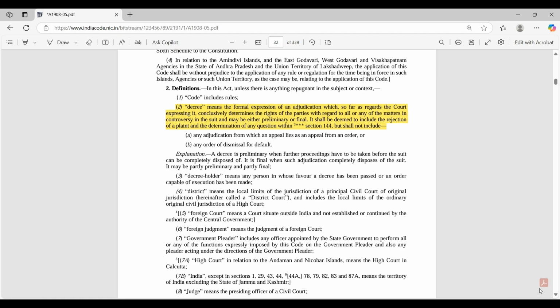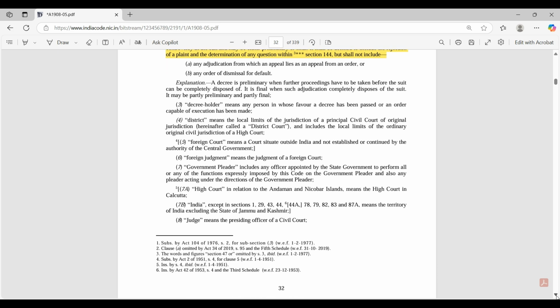Now, clause 4, which talks about district. So there are certain limitations, jurisdiction of the court, and there are certain courts which have their own jurisdiction, and we have several districts, and for several districts we have courts. That's what they have mentioned.